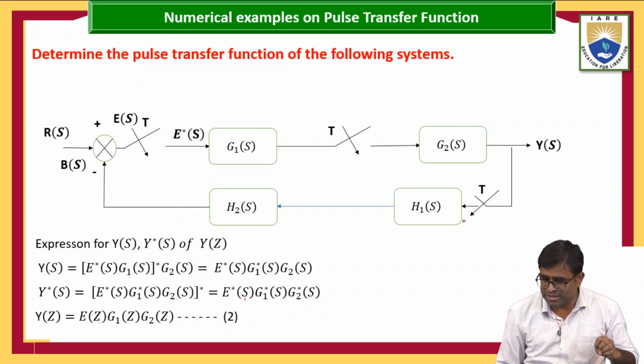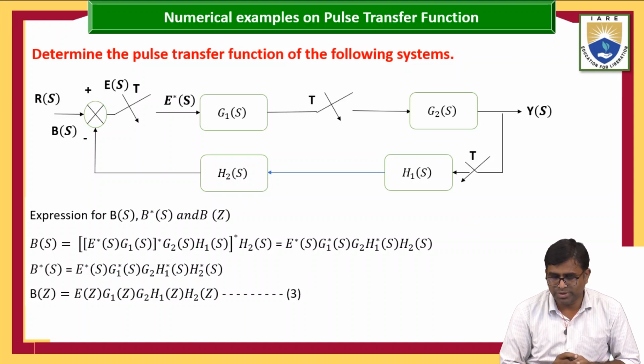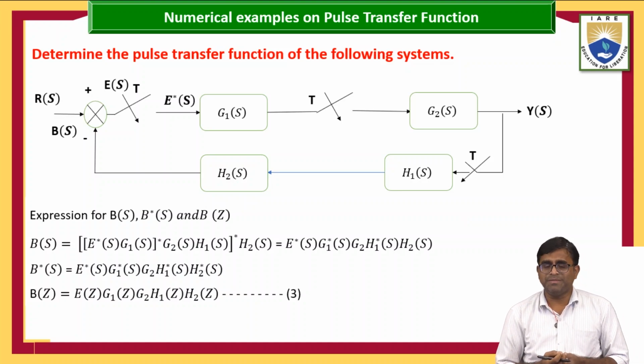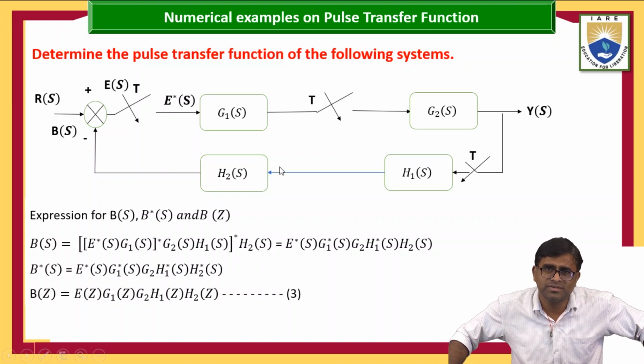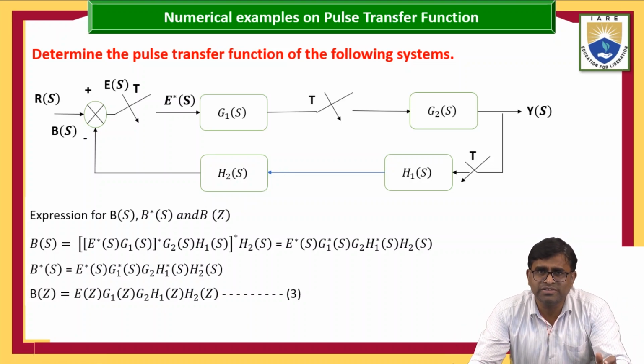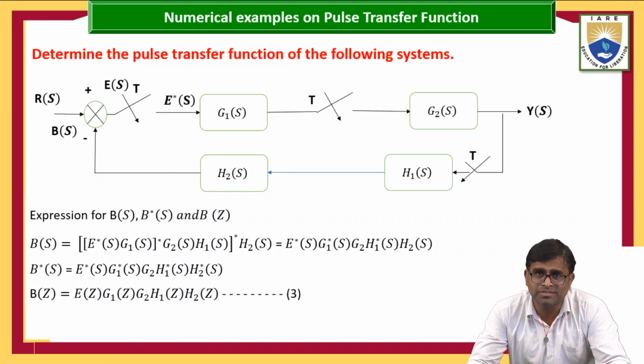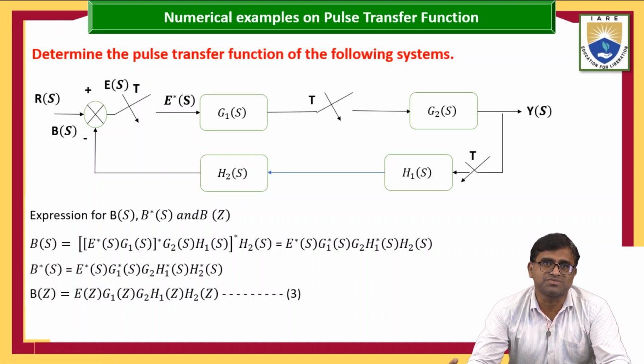Now I am going to the feedback section side. What is the feedback section? That is B of S. So we have to find the B of S. After that, for B of S, I am going to apply the star Laplace, and after that, apply the Z transform. This is the Z procedure we are going to take.